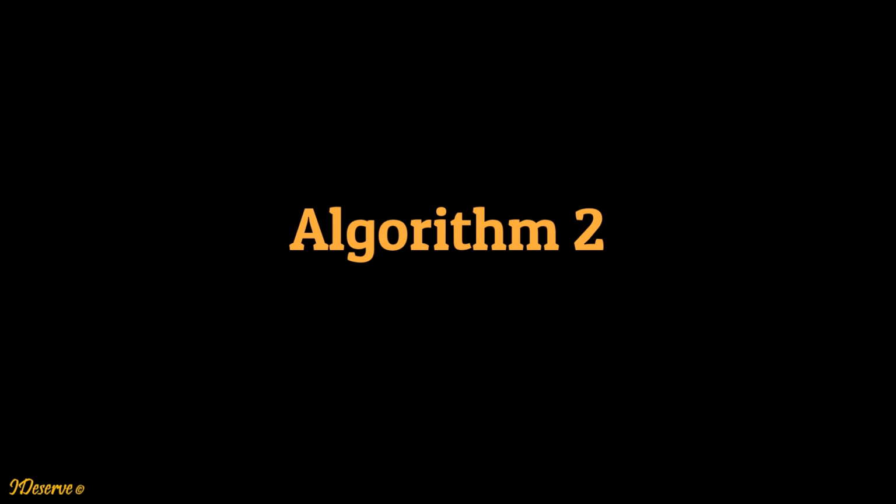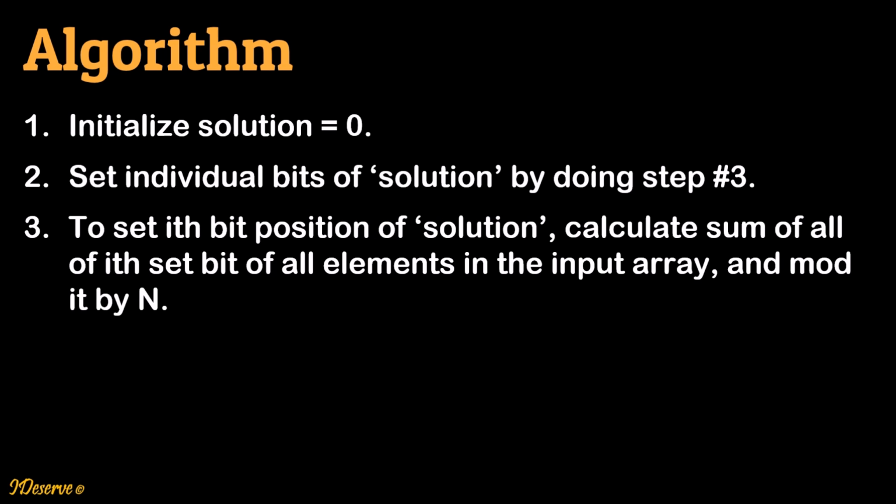Now let's see another algorithm to solve this problem. This approach can avoid having a countSetBits array and hence step 4 of previous algorithm. First we will have a look at the algorithm. These steps will be explained in detail with an example in subsequent slides. Do not worry if you do not get it right away. Initialize a variable solution to 0. Then set individual bits of the variable solution. To set ith bit position of the variable solution, calculate sum of all the ith set bit of all elements in the input array and mod it by n.